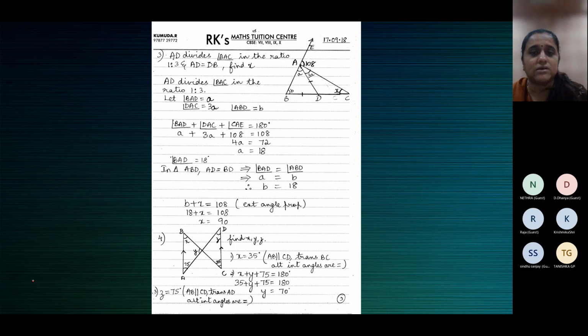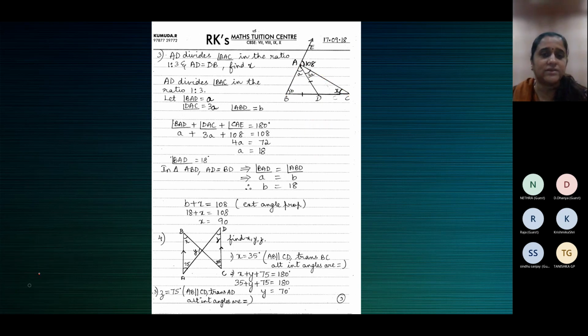So where is BA? This is BA. Where is AC? This is AC. Between these two arms, this is the angle. This full thing is the angle. This full angle is angle BAC.